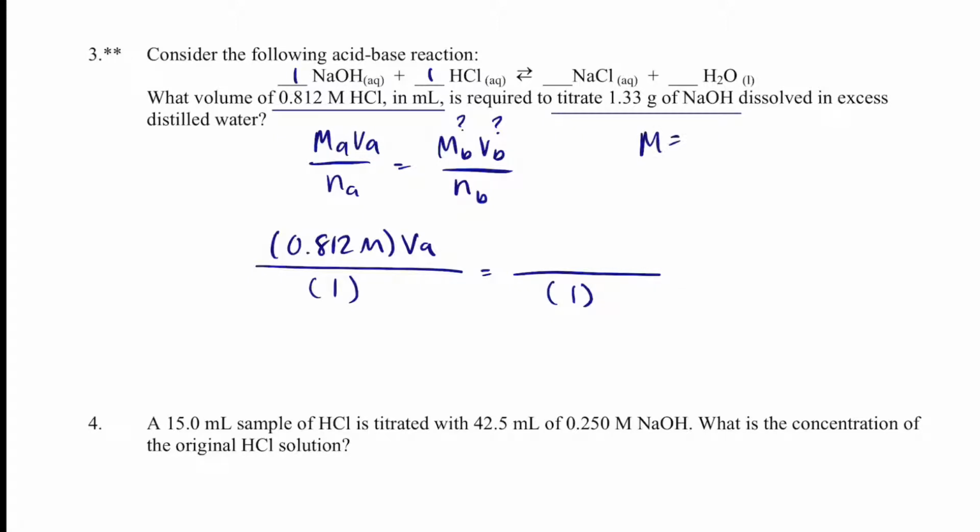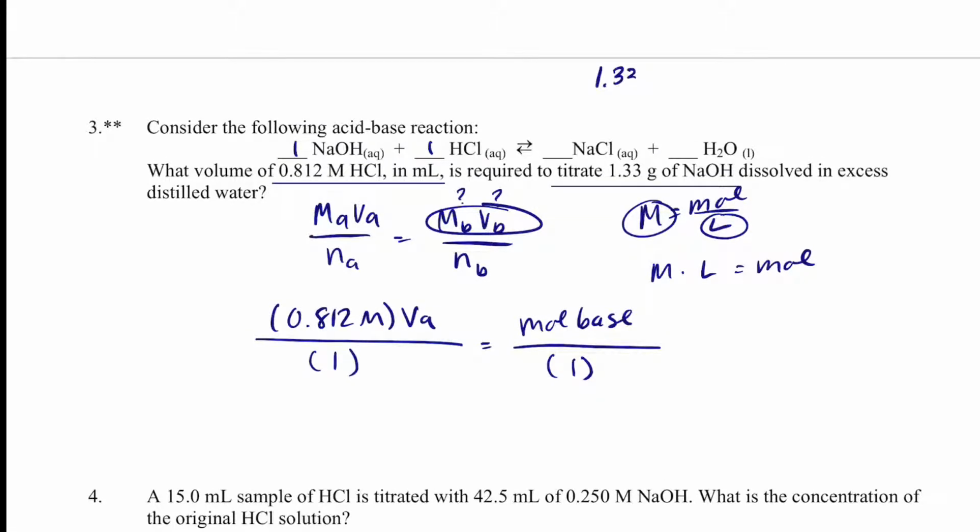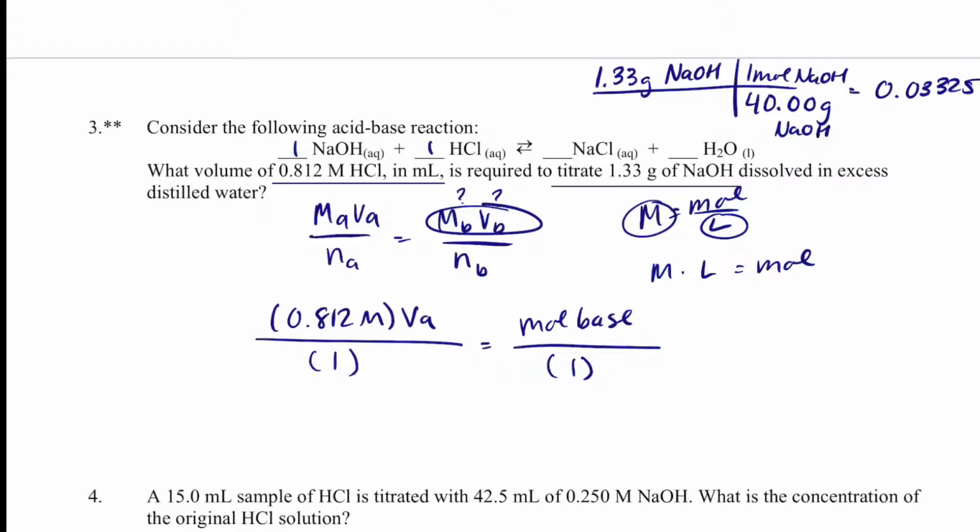If I think of molarity equals moles divided by liters, and I take liters times molarity, that gives me moles. So what MBVB is trying to tell you is moles of base. So I can say I have 1.33 grams of sodium hydroxide. The molar mass of sodium hydroxide is 40.00 grams of NaOH for every 1 mole of NaOH. If I take 1.33 divided by 40, I get 0.03325. So I can plug that number in.